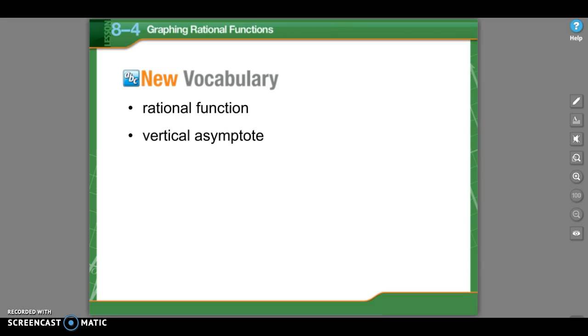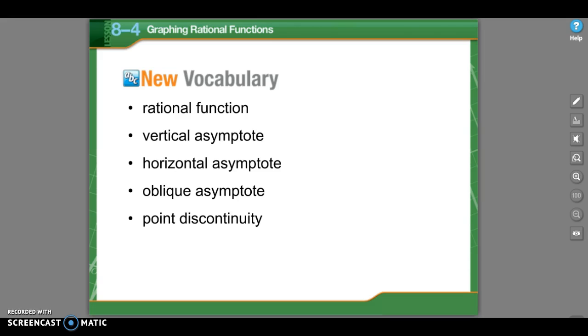So rational function is a new term for you probably, but you know rational just means ratios, which means fractions. We talked about vertical and horizontal asymptotes already. Oblique asymptote is probably something that's new, and a point of discontinuity might also be new to you, but we'll explain this when we get there.